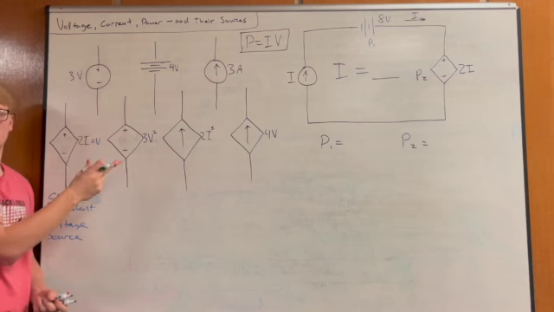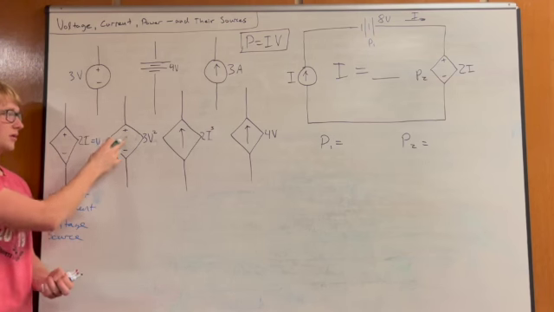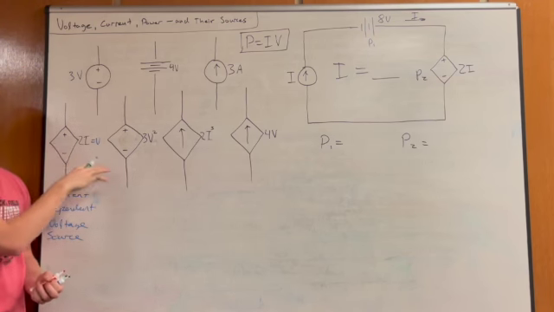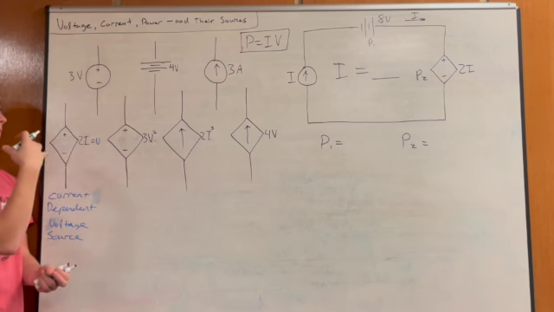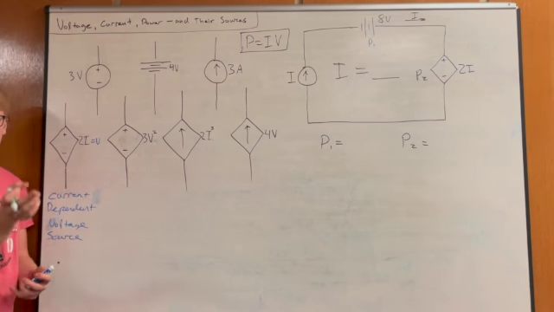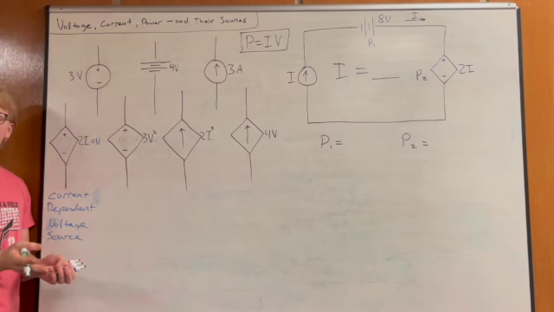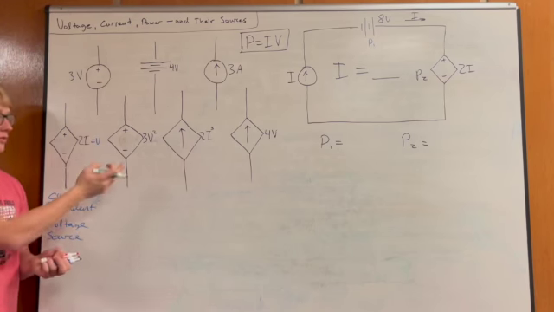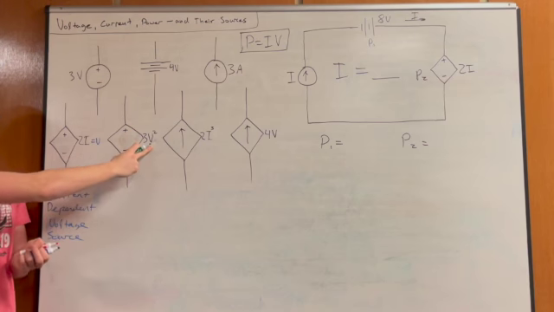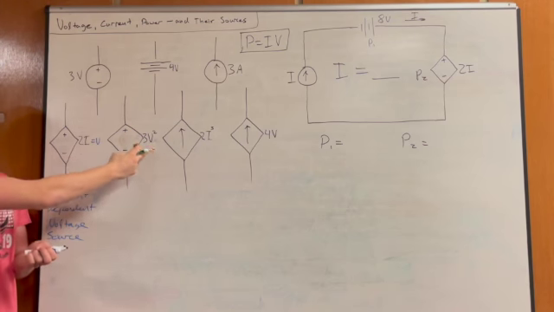Okay, so this next one is the same thing. It's got pluses and minuses. It's a square, so it's a dependent voltage source, except it's dependent on something else: voltage.